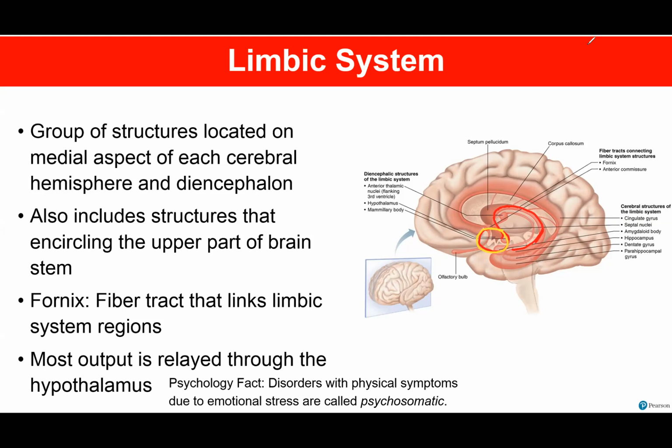Because the limbic system and the hypothalamus are so closely tied together, remember back when I was talking about the hypothalamus, that the hypothalamus was very important for regulating the autonomic nervous system. So that's our fight or flight responses or our rest and digest responses. So disorders that have physical symptoms that are caused by emotional stress are called psychosomatic disorders, okay, because it's both an emotional disorder that has physical symptoms. And so we get the psycho part from the emotional portion of the disorder, and then the somatic part of the word comes from the physical symptoms that are associated with the disorder.